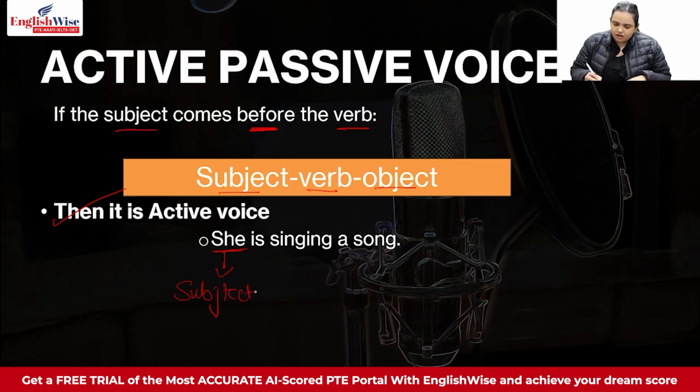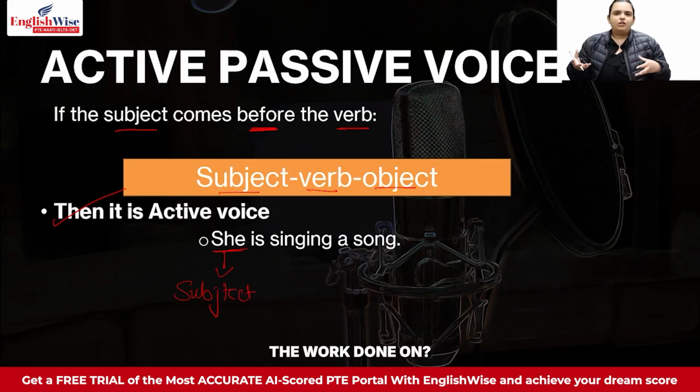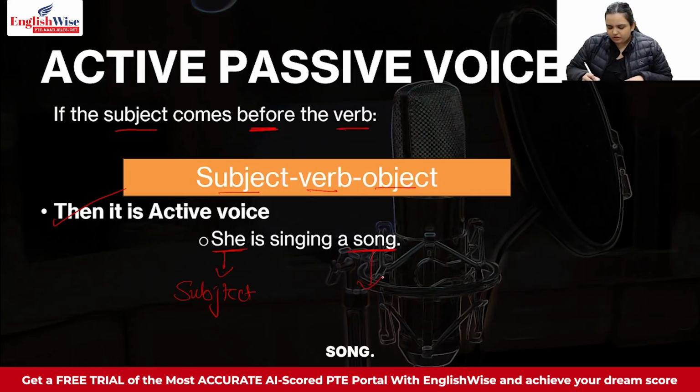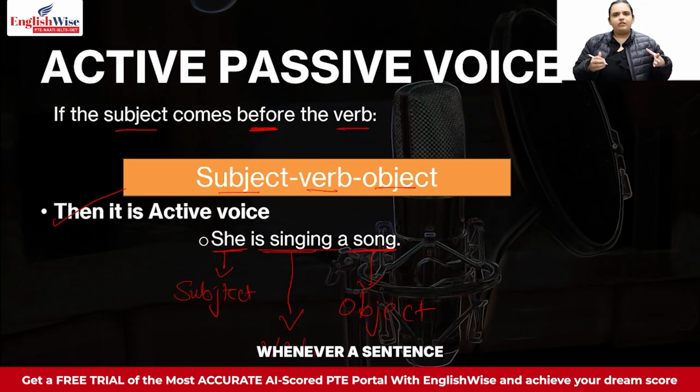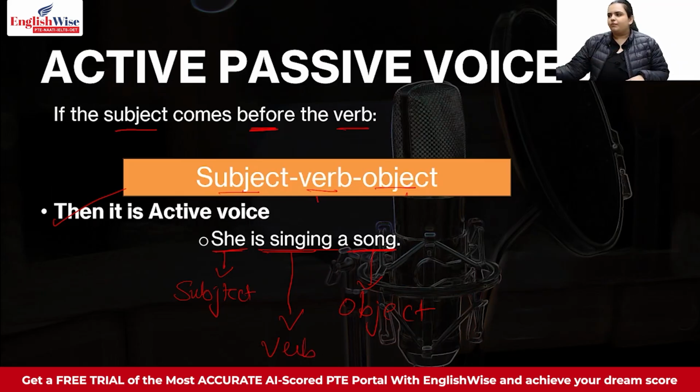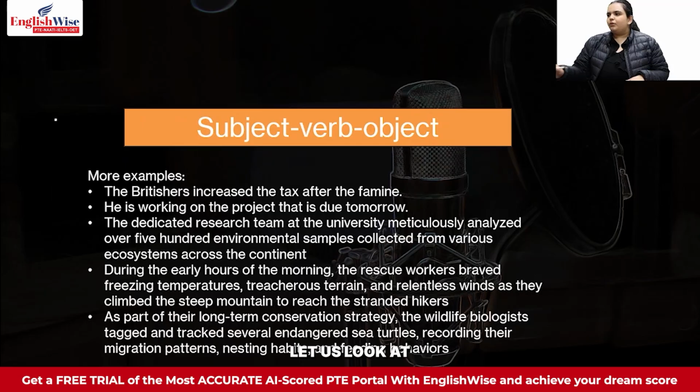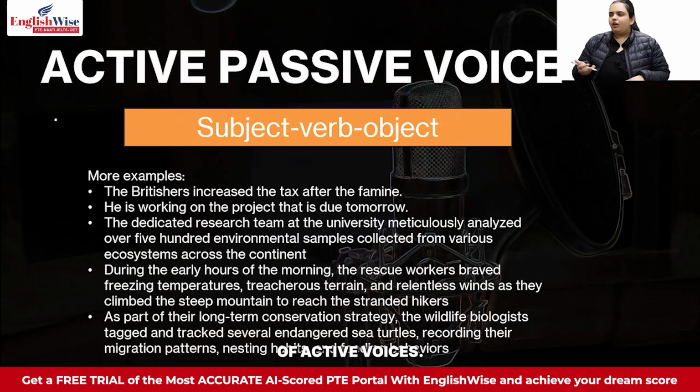Okay. Now, what thing is the work done on? What is she singing there? She is singing a song. So, this is the object of the sentence. And what is the action? Singing is the action over here. So, this is the verb. So, you see, whenever a sentence has this structure, subject, verb, object, then it is an active voice sentence. Let us look at some more examples of active voices.